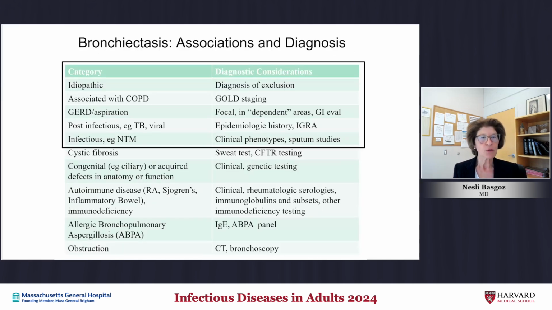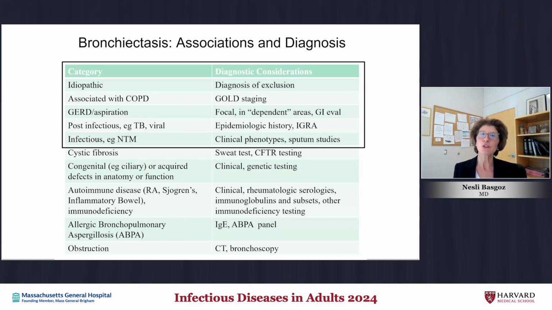So here are some associations. At the top are the more common ones and some of the diagnostic testing. Idiopathic is a diagnosis of exclusion. Up to 30% of people with COPD have some degree of bronchiectasis on imaging, but it's usually relatively mild. And as you know, there's several staging systems for COPD.